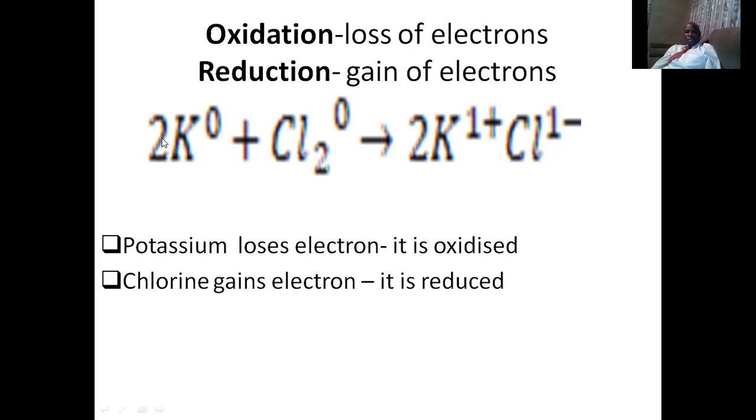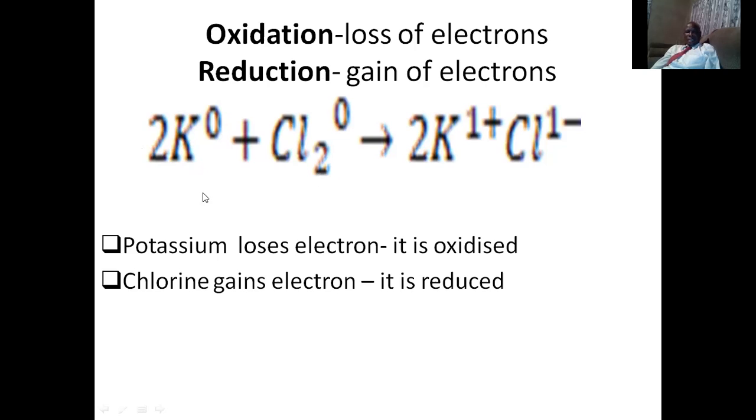And so here we see potassium. When it's on its own before it reacts with another substance, it has one electron in the outermost shell. It means at this stage, it has not lost an electron. Similarly, chlorine has 7 electrons in the outermost shell before it reacts with another substance. And so for chlorine to be stable, it requires to gain 1 electron, and for potassium to be stable, it requires to lose an electron.